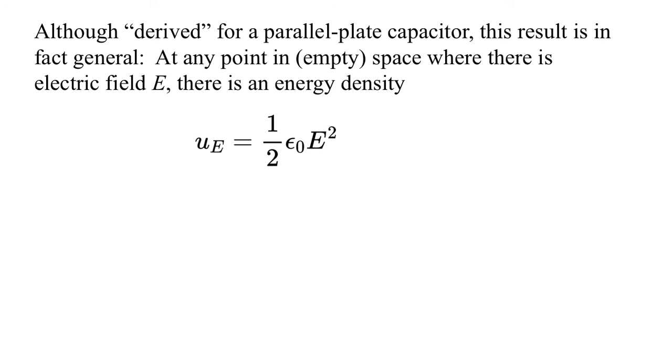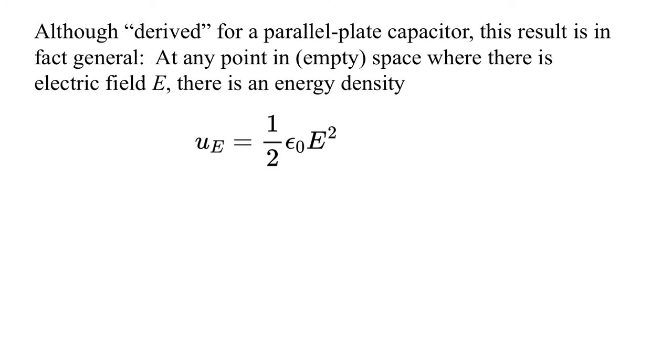We've derived this in a very hand-wavy way for a parallel plate capacitor, but in fact it's general. At any point in empty space where there is an electric field E, there's an energy density, which is 1/2 epsilon naught times that field strength squared. I put the note of empty because we'll come back later and see things are a little different if there is an insulator filling the space we're talking about, because the insulator can polarize.